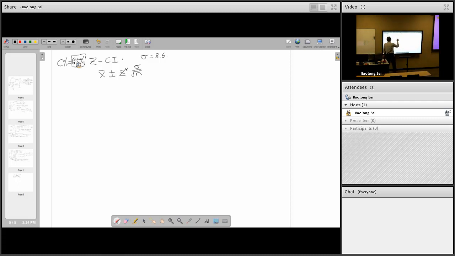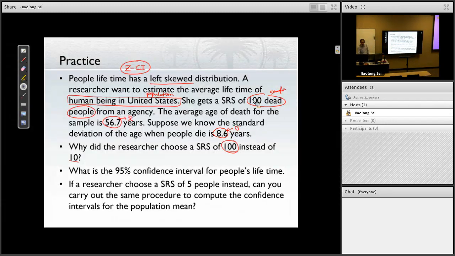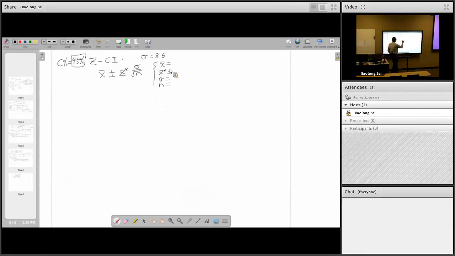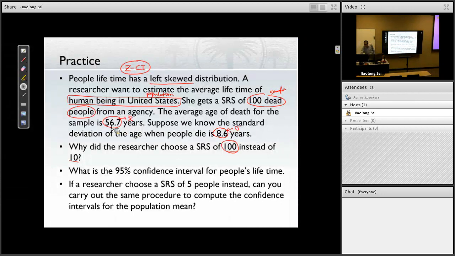So from here, we need all four quantities in order to do the calculation. We need to get X bar, Z star, sigma, and n. From the problem, the sample is 100 dead people, so sample size n equals 100. Sigma is 8.6, we already know that. And the Z star is related to the confidence level. For 95%, Z star is 1.960. This is a number you need to remember. And X bar is the sample mean, and from the question, the sample mean is 56.7. So 56.7 is X bar.